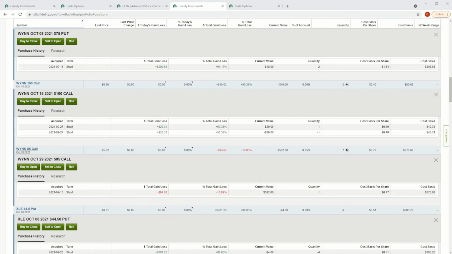And since we're talking about gambling, I went with WYNN Resorts. So this is one that I bought a few weeks back. It's an $85 call. It was pretty much at the money. So WYNN was trading about $85.50, right? So an at the money call. And that cost me $676.68.